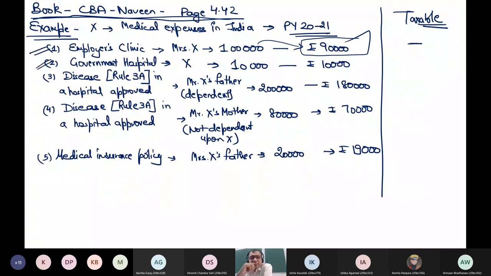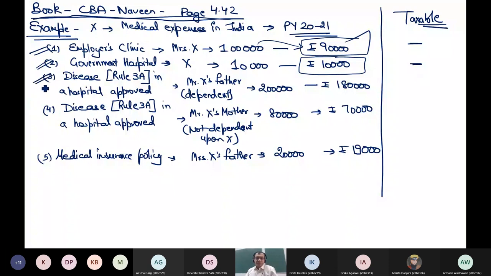Second point. What is the answer in second point? Nil again. Why? In a government facility. Government hospital, incurred on whose health? Employee's own health. So this 10,000 again tax free, no tax.